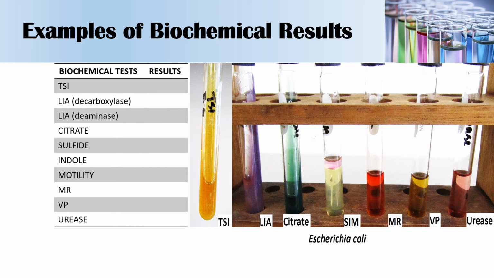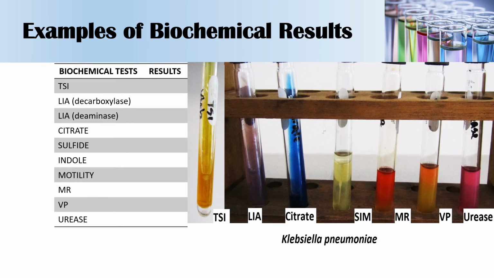Next, we have the E. coli. So E. coli, again, A over A, LIA positive, decarboxylase positive, deaminase negative, citrate negative, sulfide negative. You can see at the SIM medium, we have the formation of a pink color above the SIM medium indicating a positive indole reaction. Motility is negative. MR, if you compare to the previous example, we have red here, so this is MR positive. VP negative. Urease negative.